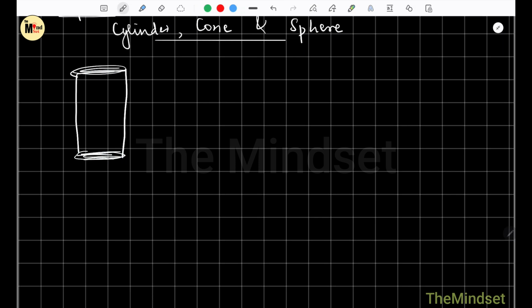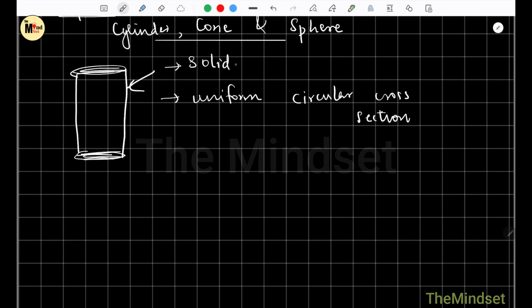Now if you have your maths textbook, I want you to open it up and go to the chapter, because we are going to read the definition of each of the things so we can understand it better. The definition given in the textbook is that a cylinder is a solid which has a uniform circular cross section. So here two words are there: solid, and the second word is uniform circular cross section. Now solid is easy. This is a solid object, so that we understood.